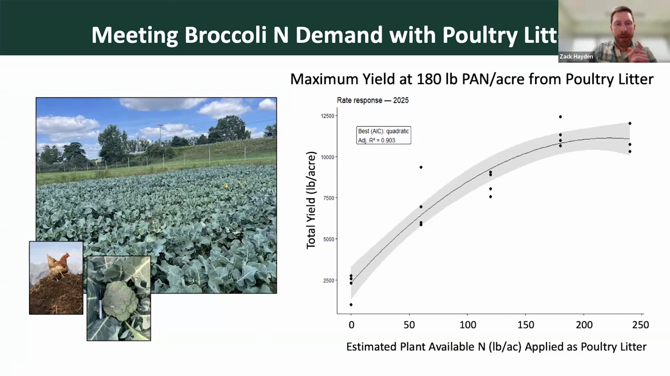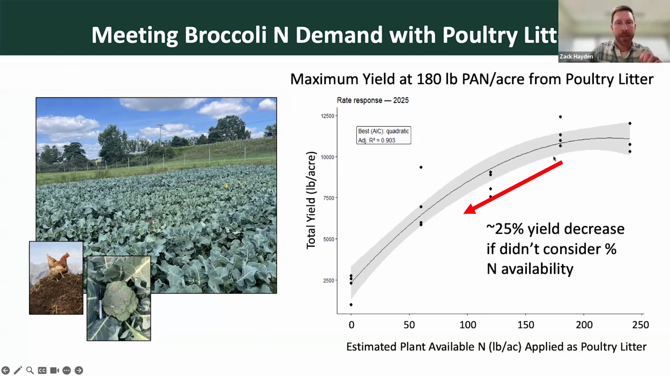hence a high rate of nitrogen required to maximize yield. Now, the point I want to make though is, if we had not considered percent availability, then we would have only applied about half the poultry litter as we did. And that would result in about a 25% yield decrease if we didn't consider that percent nitrogen availability. And so I think this is a mistake that's gotten made many times in the past. And organic yield gaps between conventional and organic crops, a lot of it is often due to just not getting enough nitrogen fertility for those organic crops.